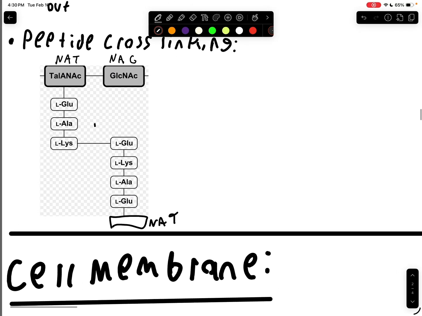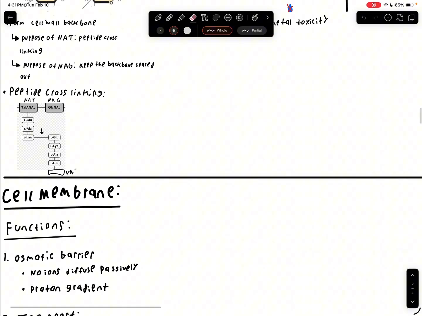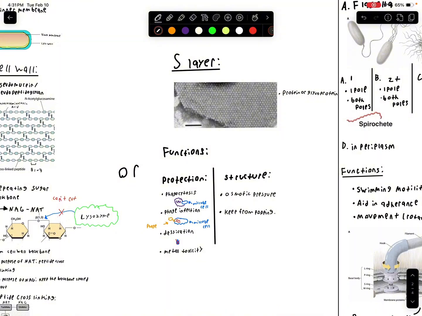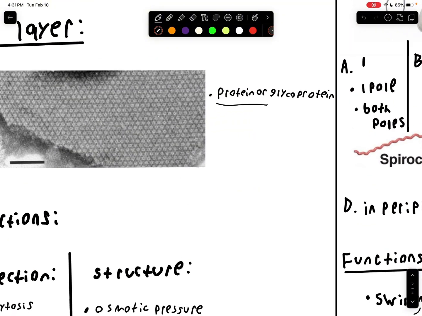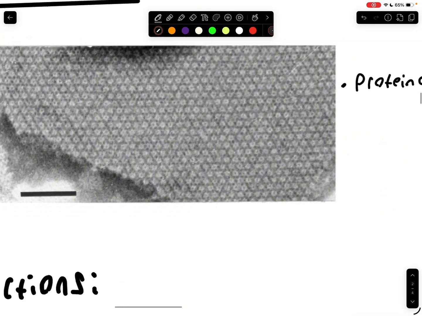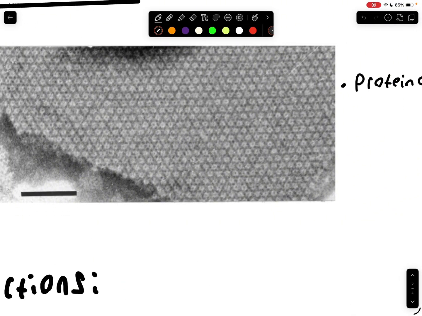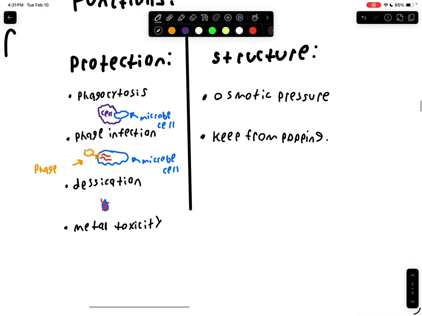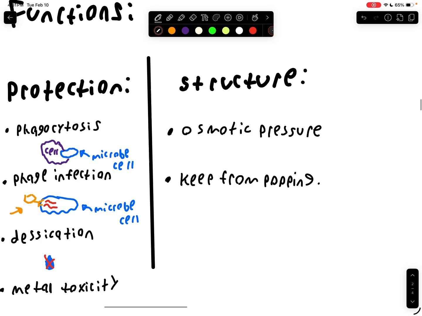But it's the same idea of this bond forming and creating 2 different layers of sugars. One goes left to right, the other goes right to left. Now, the other thing that you could have as an archaea if you don't have this cell wall is what we call an S layer. This is a layer of proteins or glycoproteins. You can see over here it looks like this kind of mesh, and it would replace the cell wall in archaea. The functions of it are to protect or structural.